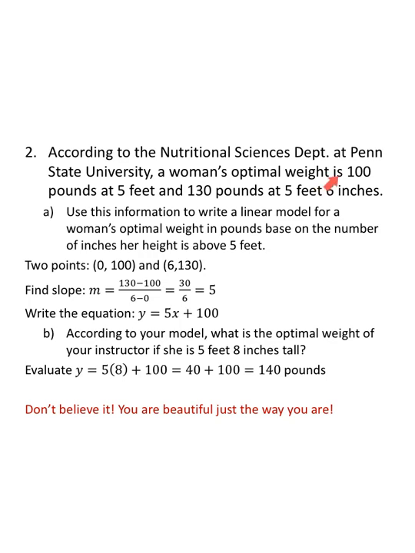Well, 100 pounds at 5 feet. 5 feet is 0 inches taller than 5 feet. So 0 inches higher than 5 feet gives the point 0, 100 pounds. 6 inches later, we have 130 pounds. We can find our slope, 130 minus 100. And then in the denominator, we subtract the x values in the same order. So 6 minus 0. 30 divided by 6 is 5.